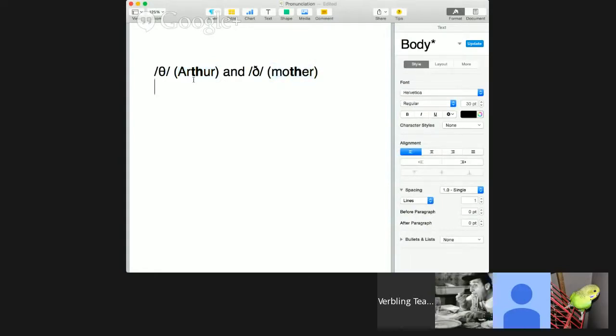So you say Arthur, and the TH is just in your mouth. Nothing comes from your vocal cords. But with this one, you say mother. You've got to use your tongue and your vocal cords. So that's the basic difference between these two sounds. So all we're going to do first of all is just say these two words after me, one at a time, and see how we go. Is there anybody who struggles with the TH, first of all? Anyone who wants me to just go through that on the camera with them?